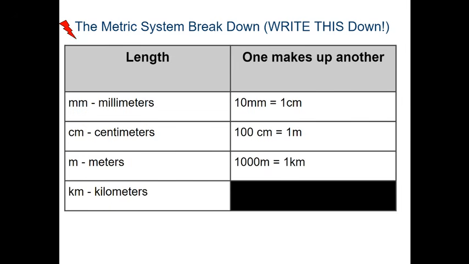So some common units in the metric system are millimeters, or mm. 10 millimeters equals 1 centimeter. You have cm, which is centimeters, and 100 centimeters equals 1 meter. And then you have meters, which is m, and 1,000 meters equals 1 kilometer. So kilometers is km. Remember, make sure you write this down in your notebook. It's going to be very important.